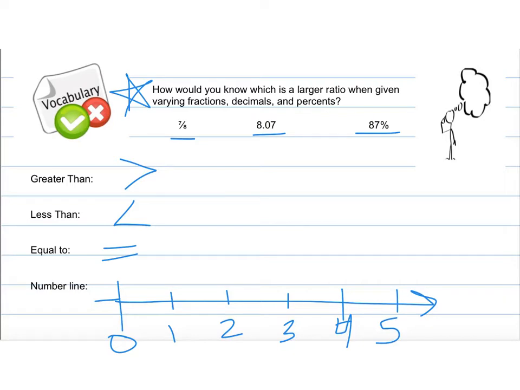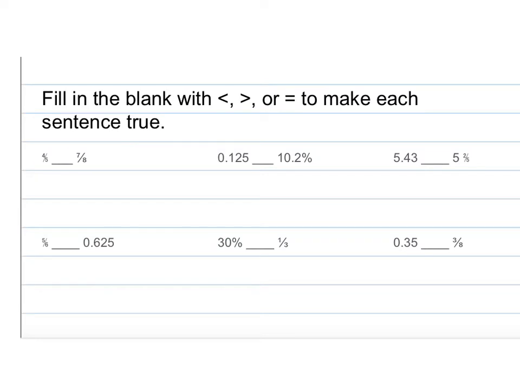So that can be a way that we figure out where these numbers are. We could plot them on a number line. But the biggest thing is to know these symbols: greater than, less than, equal to. And it always opens, if we had 5 and 7, it would always open towards the bigger number. So if we are looking here to fill in the blank with these less than, greater than, or equal to signs, we need to make them true.